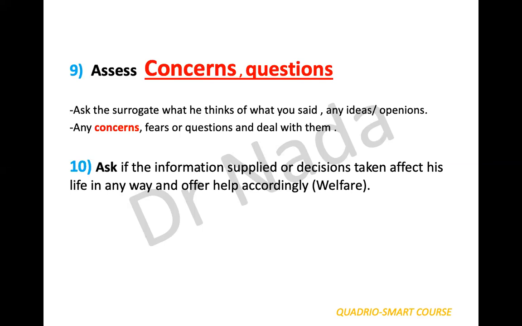So you break the bad news. You tell her it's cancer. The cancer is bad and it's spread and it reaches the spine. And among the management plan, you explain to her that she needs to be admitted to the hospital and receive treatment for further investigation and management. And when you ask her how this information supplied or decision taking, what's her opinion about what you said regarding her management plan? How would that affect her life in any way? She tells you that she refuses to be admitted.